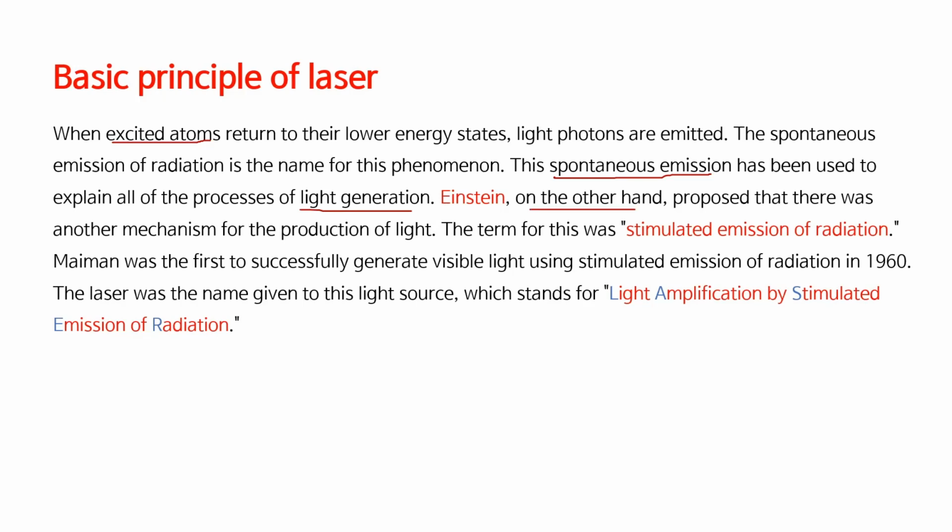On the other hand, Einstein proposed that there was another mechanism for the production of the light. The term for this was stimulated emission of radiation. Lyman was the first to successfully generate visible light using stimulated emission of radiation in 1960. The laser was the name given to this light source, which stands for light amplification by stimulated emission of radiation.